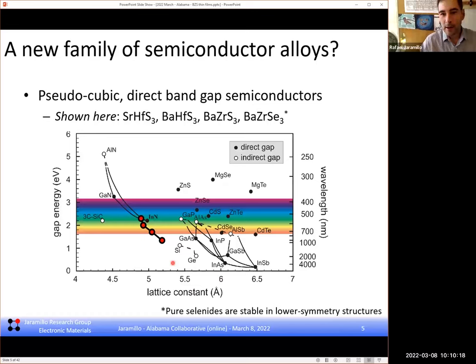But I want to motivate epitaxial growth, which is going to be the topic of the last half of this presentation. So I'm going to do that with this plot instead. So this is a very well-known plot in optoelectronic engineering, and you see it plots the band gap versus the lattice constant.